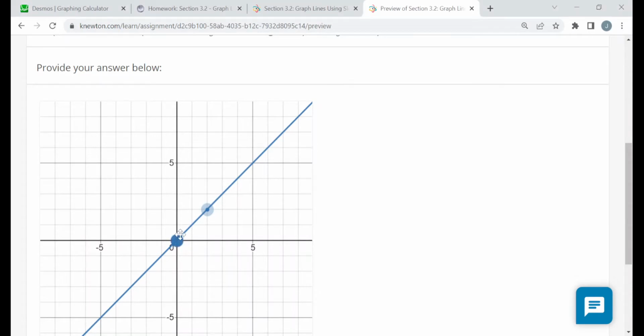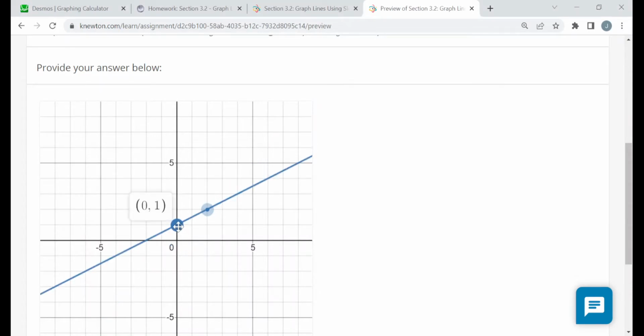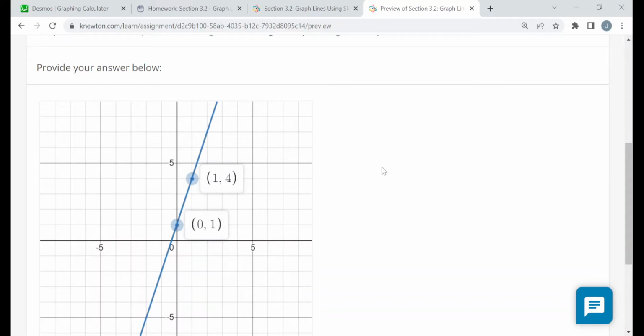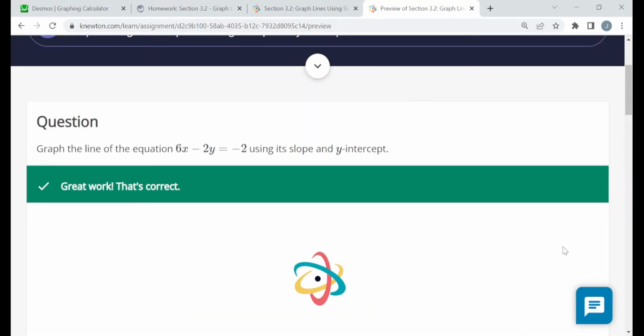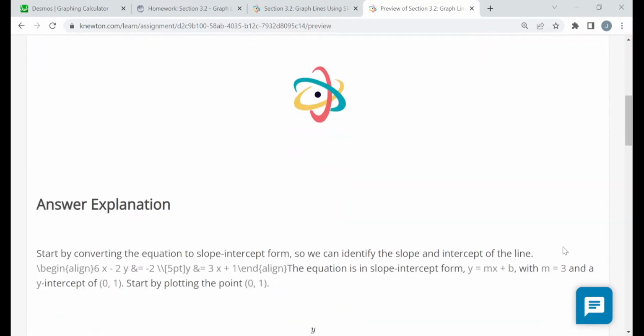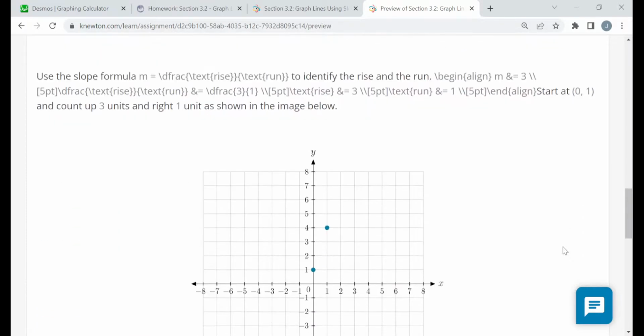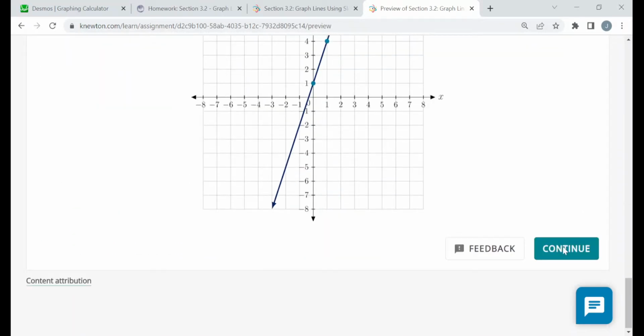So 0, 1 is the y-intercept. Right, there it is. And then if I go up 3, right 1, I'm here. I'm at the point 1, 4. Right, the y value got increased by 3 and the x value got increased by 1. Slope of 3, up 3, right 1. And there you go, and the rest of those points should be solutions on that line. Great. And that should be all for this practice version of this assignment.